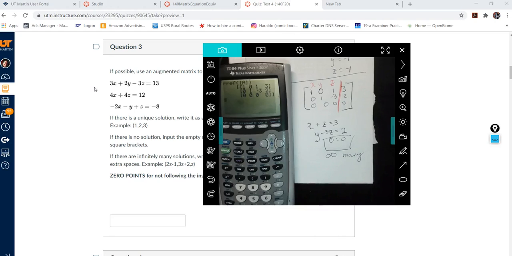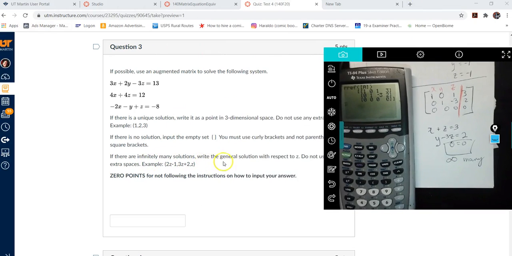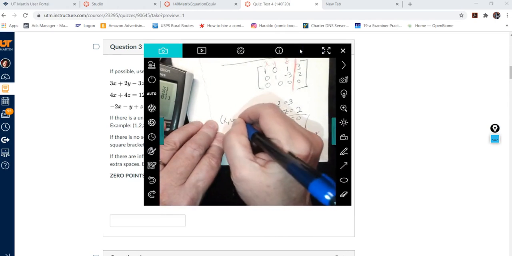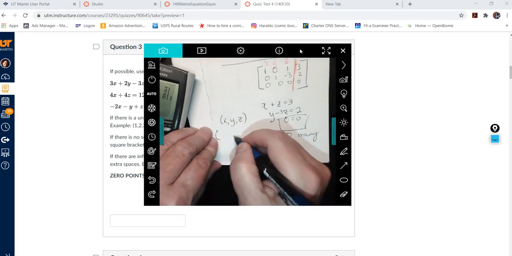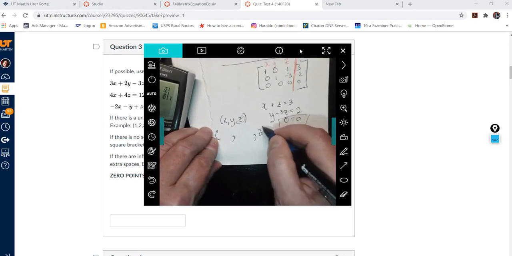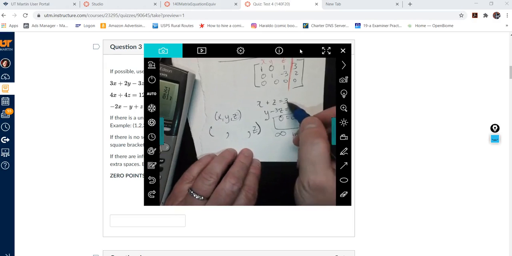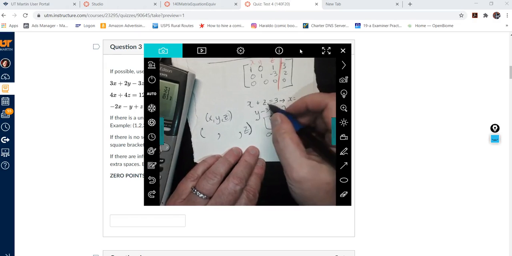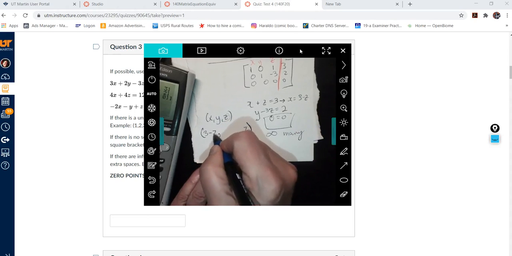And so the instructions for infinitely many solutions say, if there are infinitely many solutions, write the general solution with respect to the letter z. Okay, so I have to write a point in three-dimensional space, but I can only do it with one letter, z. So I'm going to keep the z, and I've just got to figure out what do I write instead of x and what do I write instead of y, and that's where we go back to these equations. So if I subtract z from both sides, x is equal to negative z plus 3 or 3 minus z. So I'm going to put a 3 minus z in there.